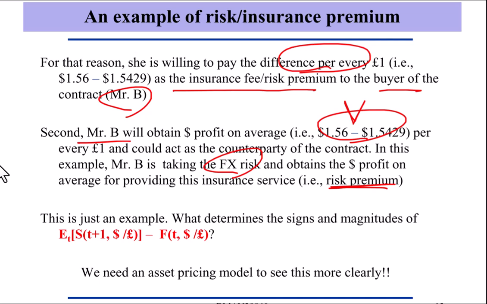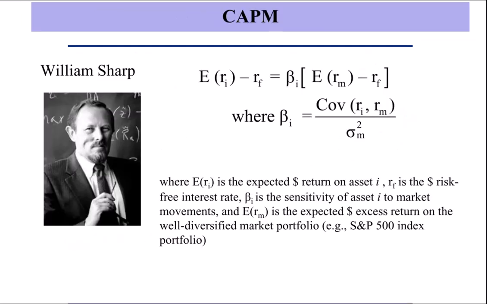Well, this is just an example. What determines the sign and magnitude of the difference? We need an asset pricing model. This is one of the reasons why we are using CAPM in the next slide. So what is the CAPM? William Sharpe earned the Nobel Prize in Economics in 1990 for his contributions to the theory, the so-called capital asset pricing model.